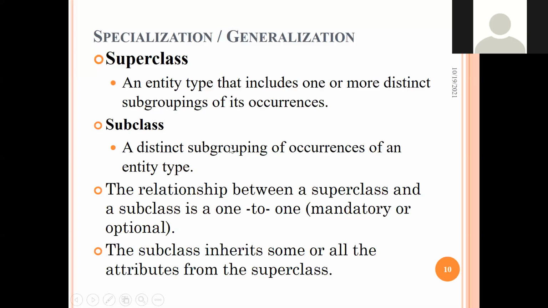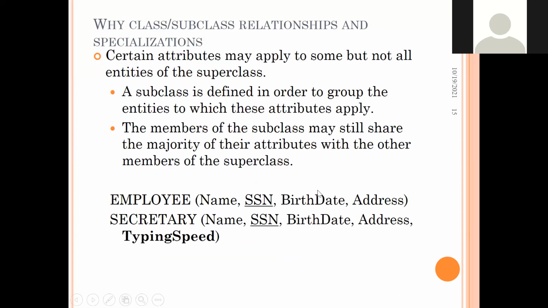So that is a superclass and that is a subclass. What you need to know is the relationship between a superclass and a subclass is always a one-to-one relationship. It does not change. It's always one-to-one. But the kind of participation between a superclass and a subclass can be mandatory or optional.